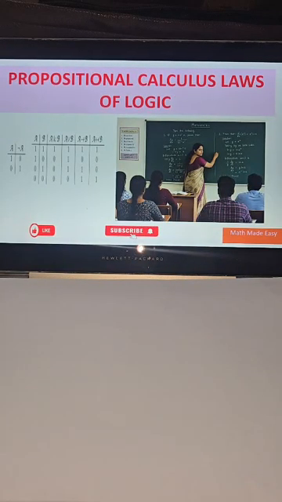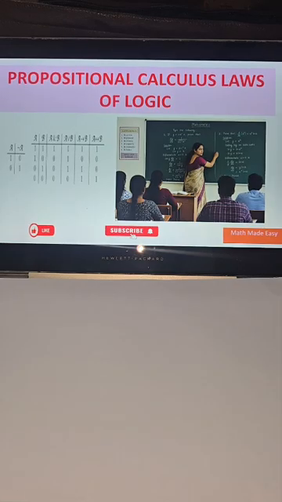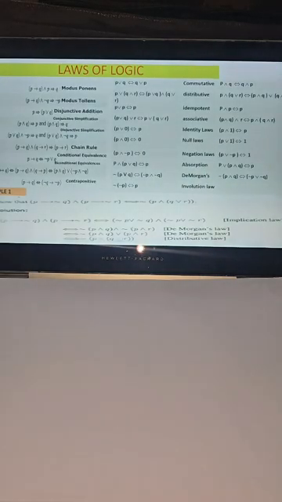In today's video, we are going to see about laws of logic and the problems using laws. The laws of logic, that is commutative law. P or Q is equivalent to Q or P. Similarly, for AND operator, we have P and Q is equivalent to Q and P.